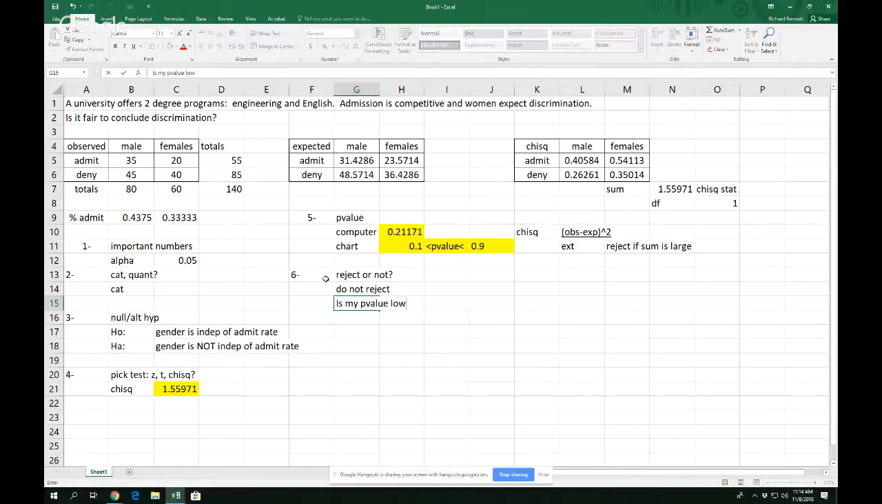But it's not lower than our alpha. Yeah, we're comparing this number to our alpha, which is 0.05, right? We'll compare those two numbers. I'll put them in orange. Okay? Is the p-value lower than my alpha? No. So do not reject. Do not reject.